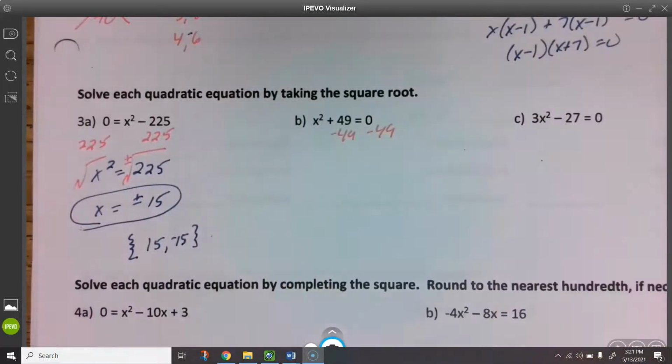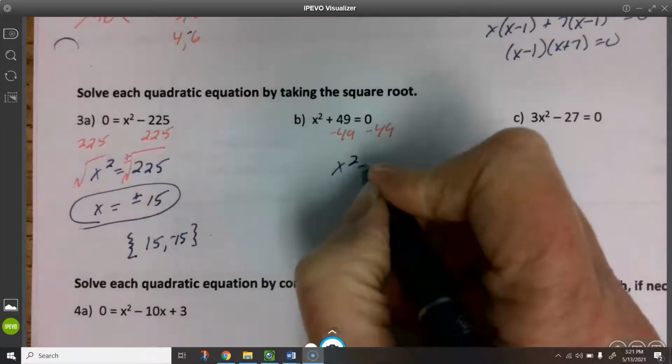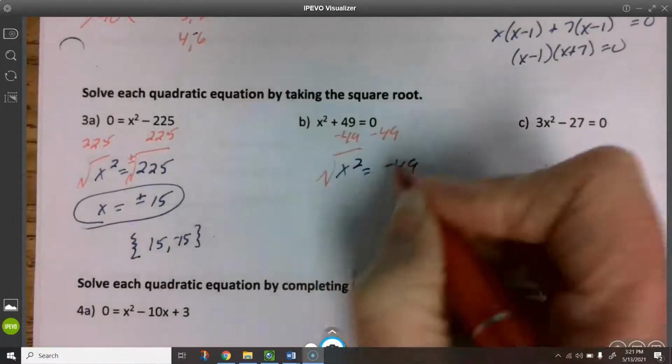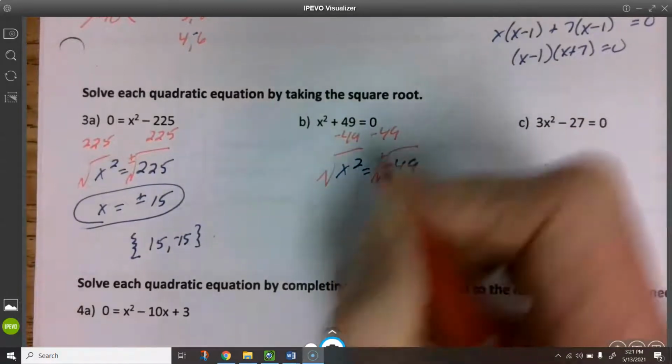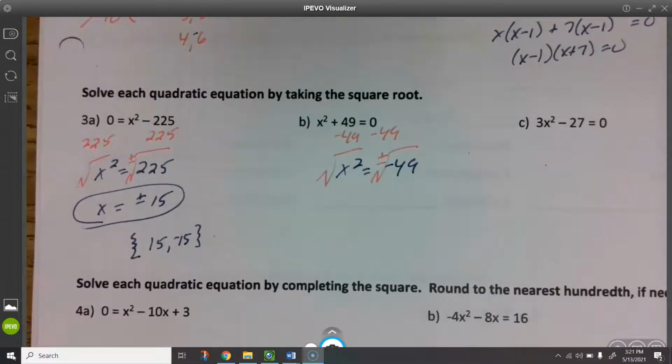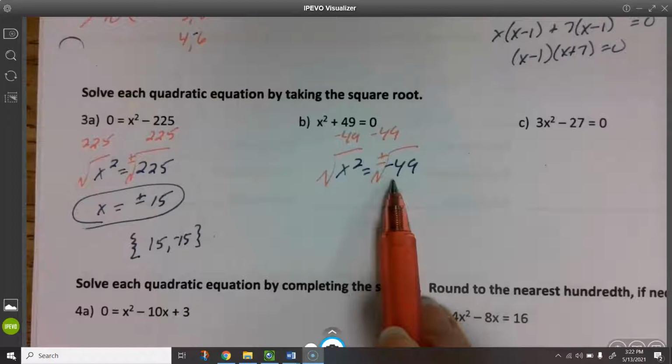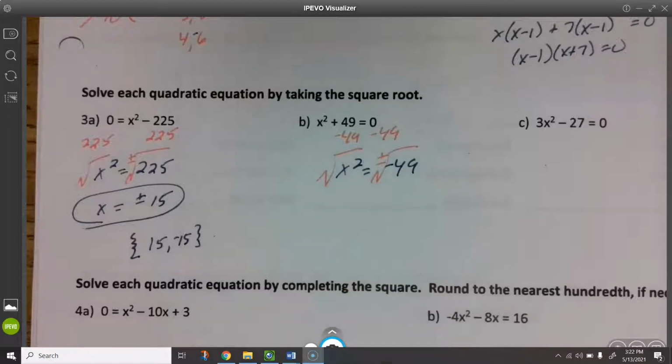We have to get the squared term by itself. We're going to take the square root of both sides. When we do that, we have to put a plus or a minus. Do you notice what's happening here? We got a negative underneath a radical. If we have a negative underneath a radical, we are not equipped to do that right now. We have not learned about imaginary numbers.